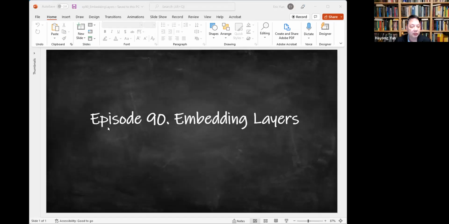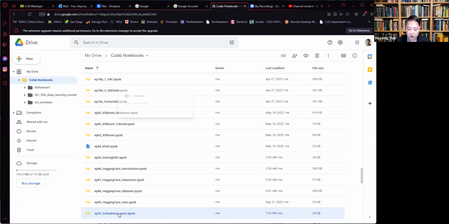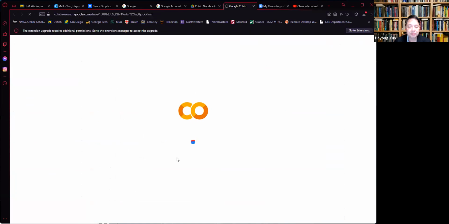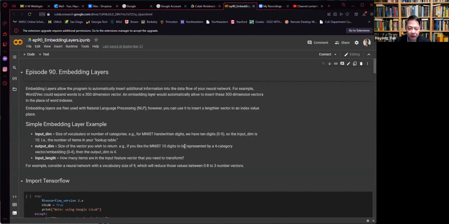Hello, everyone. In this episode, we'll see how to use Keras embedding layers. So go to Google Notebook and Google Colab. So here are the embedding layers.